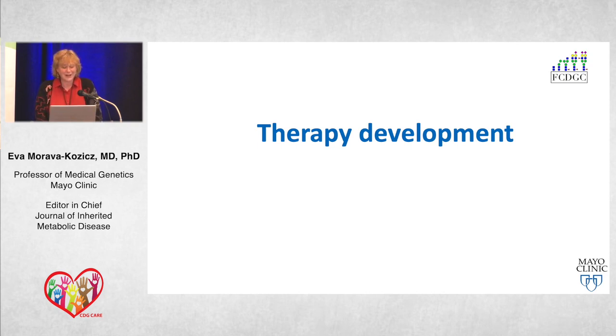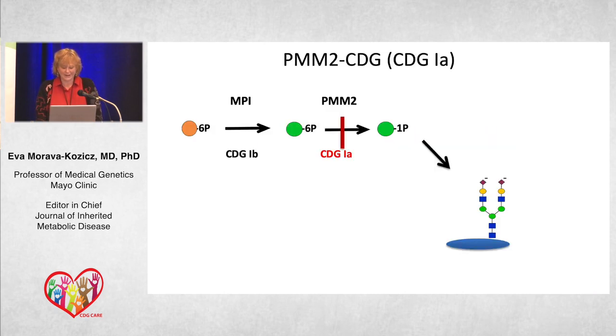I'm hoping I didn't use too much time introducing you to the new natural history study, but let's start with a very simple example. If you have PMM2 CDG, how would you correct this defect? Look at your sugars: fructose 6-phosphate, mannose 6-phosphate. Remember, this was the cranberry sugar. You have to make this change between the two forms of the molecule, and here's your enzyme, which is not working well. And the consequence is what I showed you before, that you're missing an antenna.